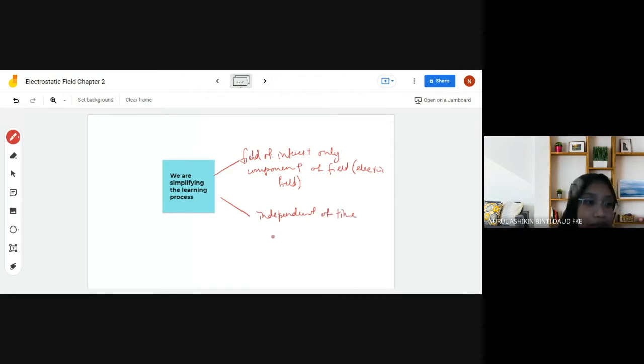So usually we write the electric field as a function of x, y, z, and t. Since we are independent of time, we are neglecting the time, so we can cancel the time. So we can just write the electric field as a function of x, y, and z. All right, so I hope you are clear. In this chapter, we are simplifying the learning process by only considering the electric field, and we neglect any terms with respect to time.